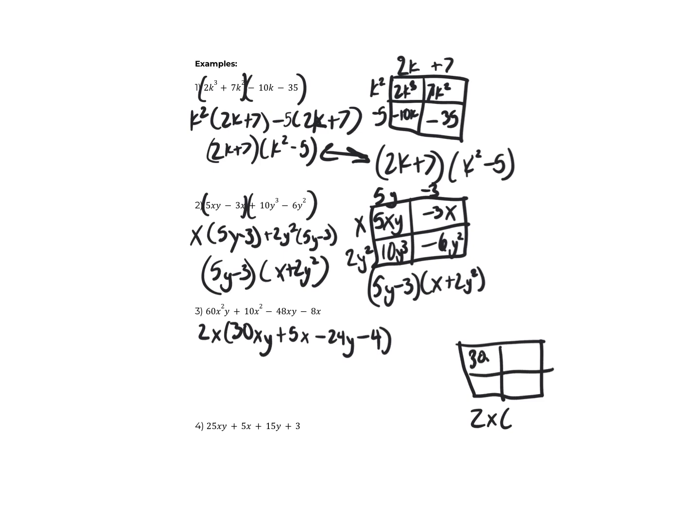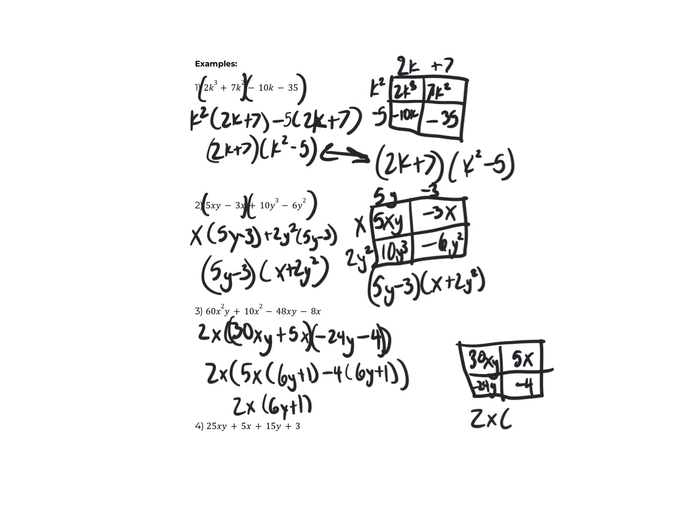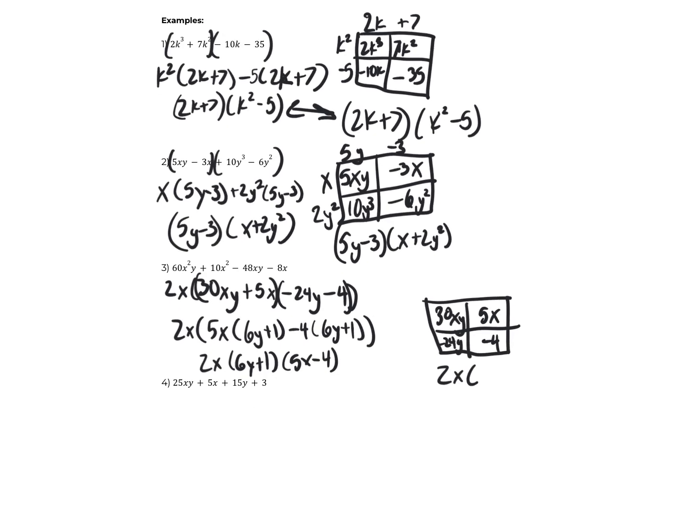So upper left is going to be 30xy, then 5x, then negative 24y, and then negative 4. By grouping, got them like that. So 2x stays as part of my answer. 30xy and 5x, I can pull out a 5x, and that leaves behind a 6y plus 1. Negative 24y minus 4, I can pull out a negative 4, and that leaves behind a 6y plus 1. Okay, and then the 2x stays out front. I got a 6y plus 1 as a common factor, and a 5x minus 4 as what's left behind, and that's going to be my final answer there.